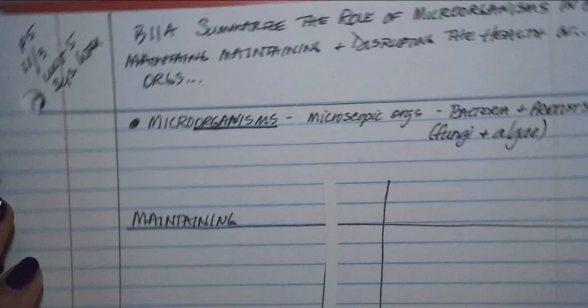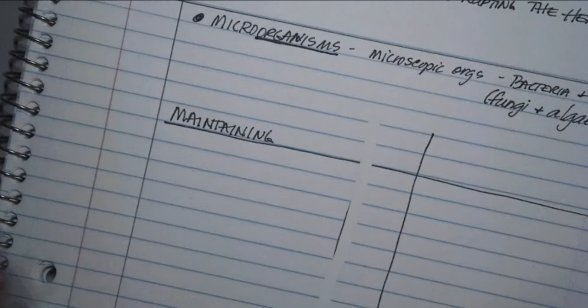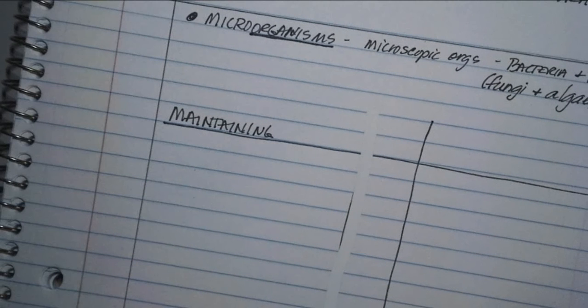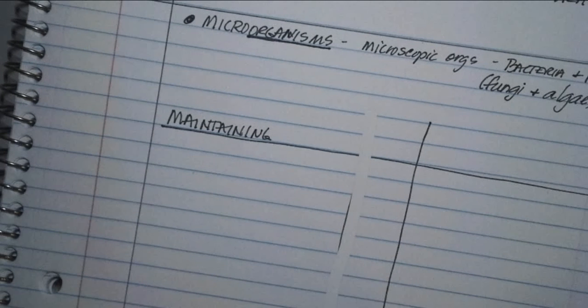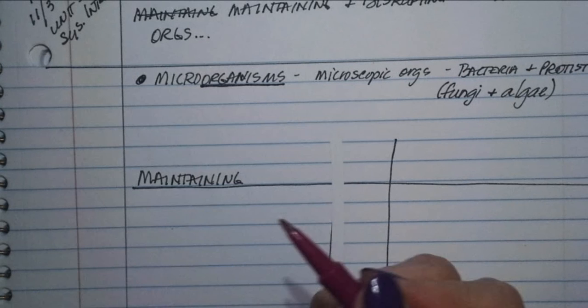Okay, so I'm gonna get a pretty color. Let's get a pretty purple color. And let's talk about maintaining. How does it maintain the health of the environment? Okay, so first and foremost, it aids in the breakdown of some foods. That's a good thing. It aids in breakdown of some food.